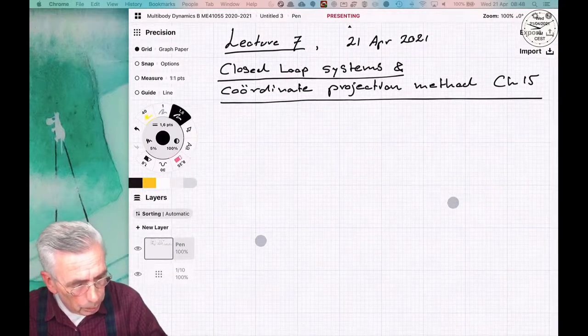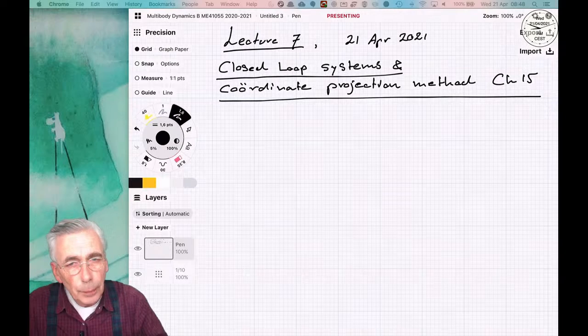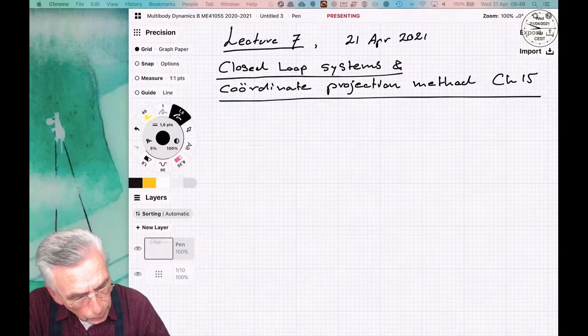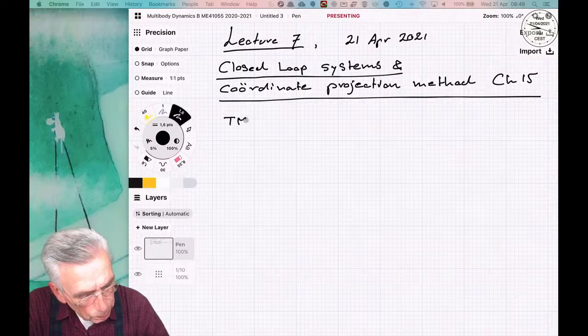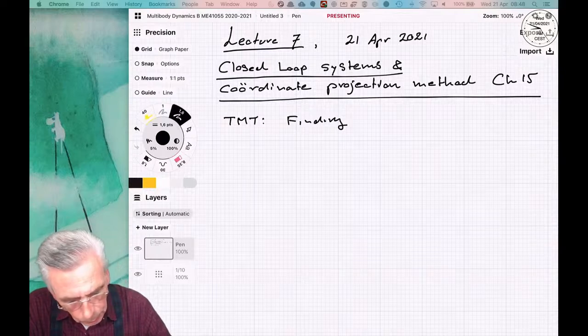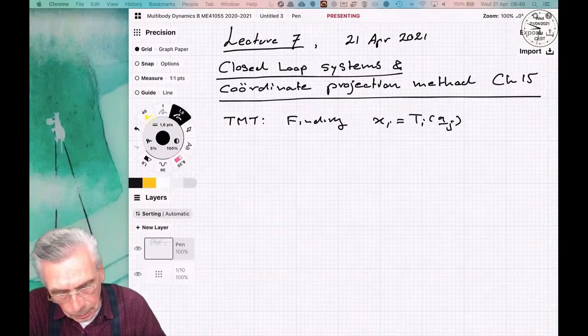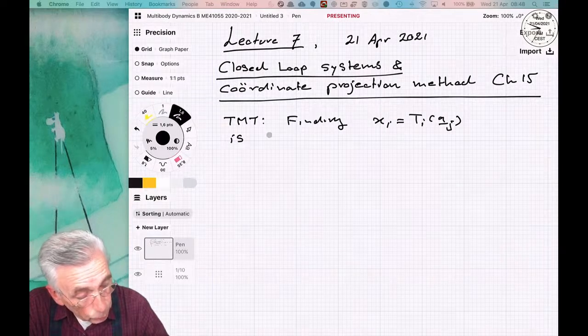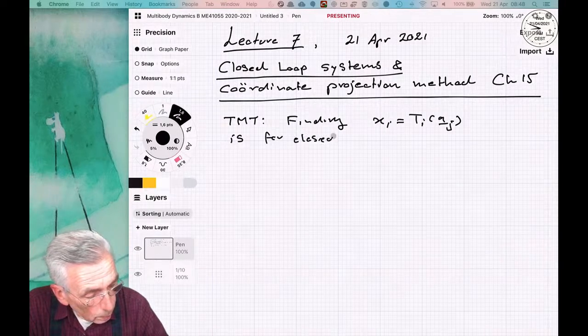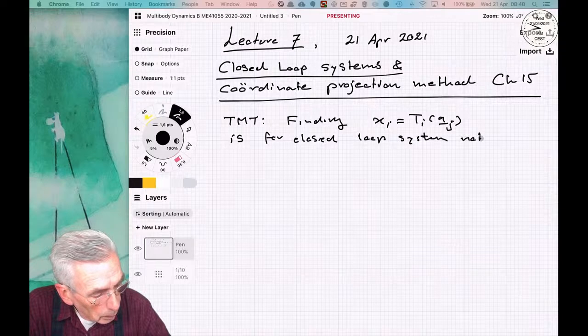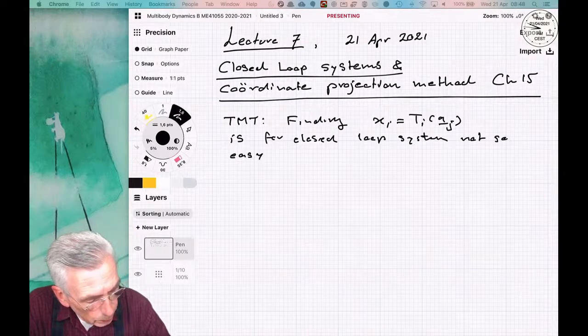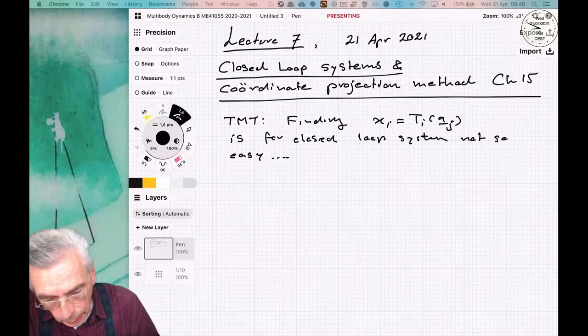Okay, why are we going to talk about closed loop systems? Well, if we go back to this TMT method, then finding this coordinate mapping, which says I have the COM coordinates xi, and I find this nonlinear mapping to my generalized coordinates, is for closed loop systems actually not so easy. Not so easy, and that is really an understatement. And let me show an example.